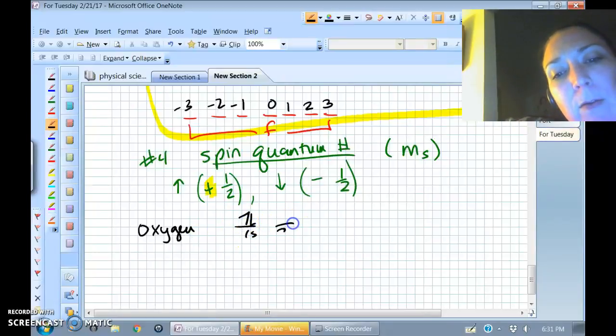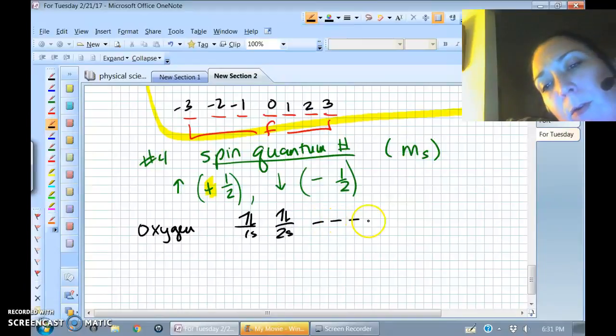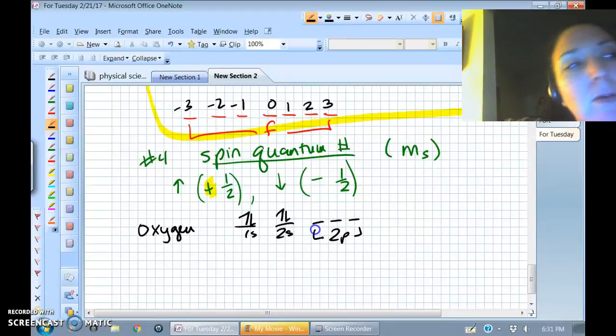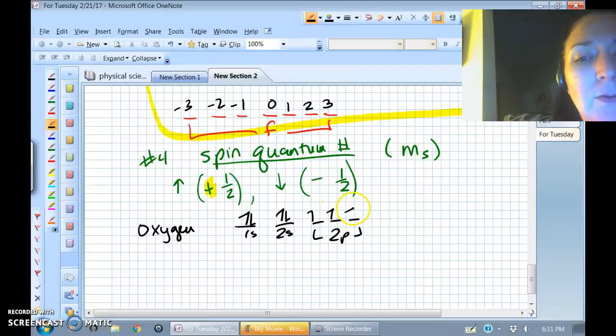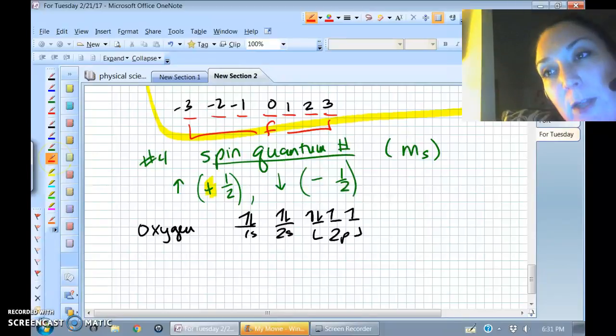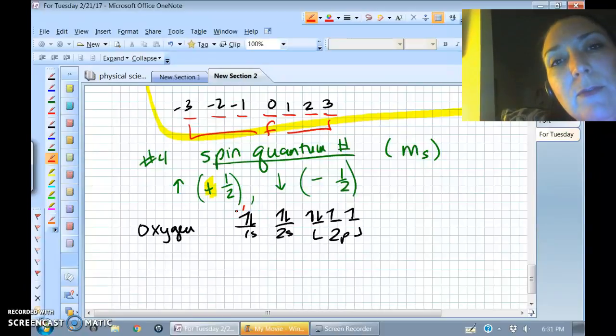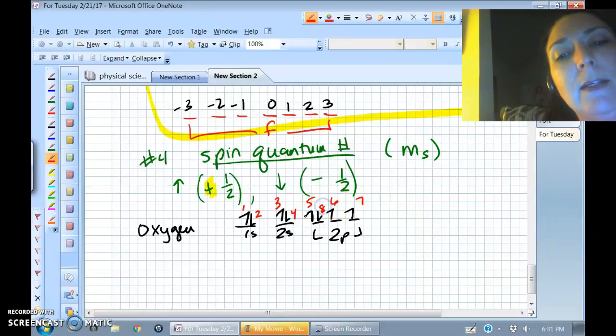1s, up, down, 2s, up, down, 2p. There are 4 in here: 1, 2, 3, 4. And they fill in that order. It is imperative at this point that you pay attention to the order that you fill your electrons. The first electron that we put in was this first up arrow in the 1s, and then the down arrow in the 1s, 1, 2. The up arrow in the 2s was the third one, and the down arrow in the 2s was the fourth one. The up arrow on the left-hand side of the 2p was 5, this was 6, this was 7, and then we came back and did 8.